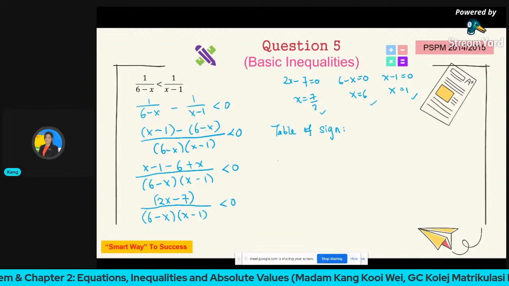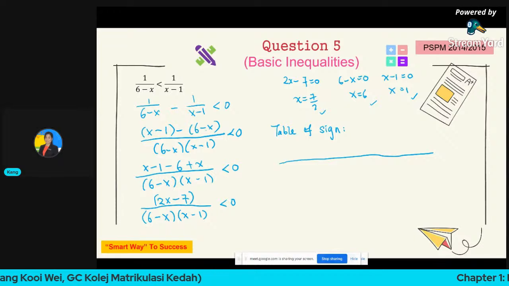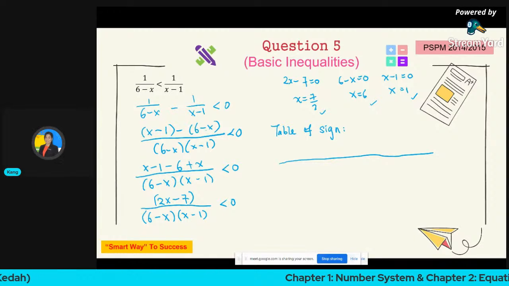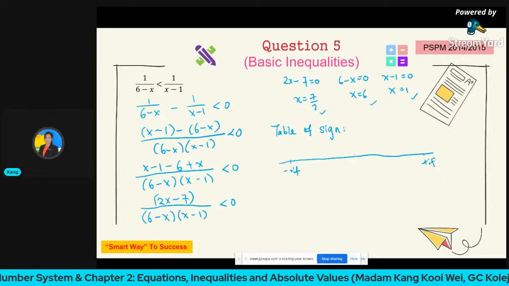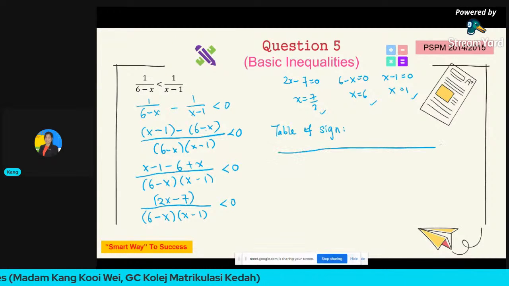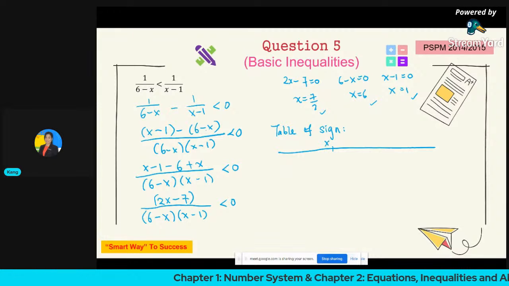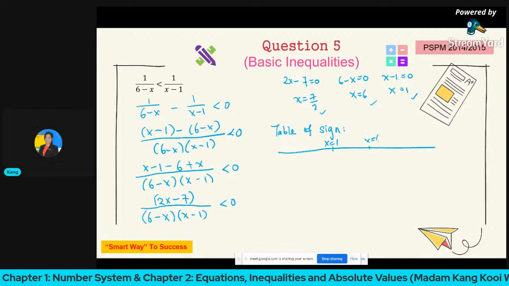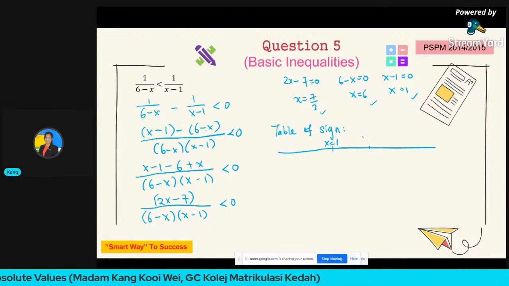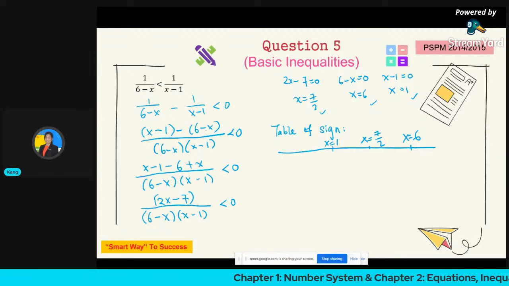Okay, for the table of sign, actually above here is our number line. Okay, we have 1, 6, 7 over 2. So we need to arrange this number of x on the number line. We have the negative value until here is the positive value. The number keep on increasing, this one is the 0. Okay, so you assume that you have a number line here. So 1 is here. This one x equal to 1. Then this one x equal to 6. 7 over 2 is in the middle. Okay, this one is x equal to 7 over 2. Okay, this one is our number line already.